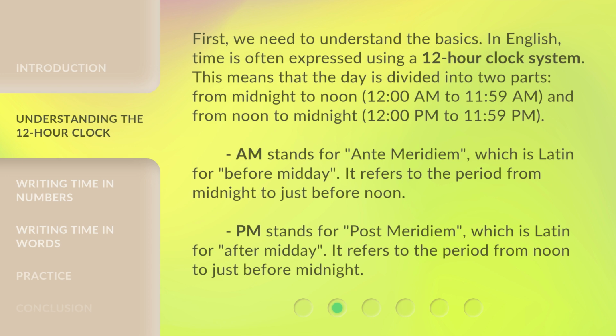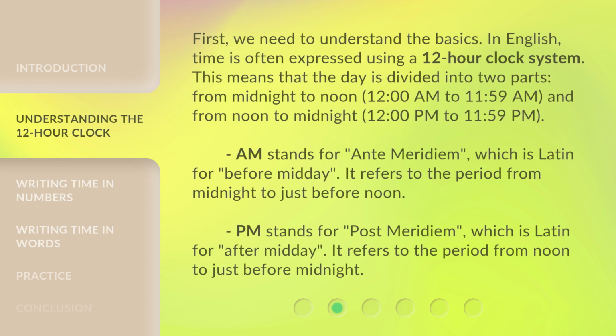First, we need to understand the basics. In English, time is often expressed using a 12-hour clock system. This means that the day is divided into two parts, from midnight to noon, 12 a.m. to 11:59 a.m., and from noon to midnight, 12 p.m. to 11:59 p.m.